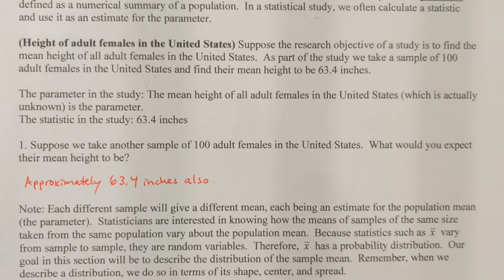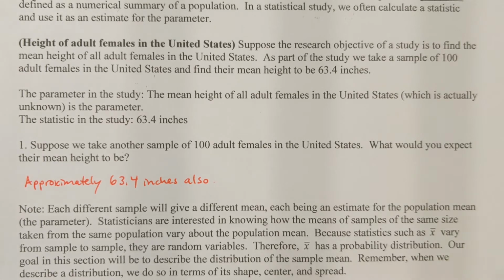Problem 1, suppose that we take another sample of 100 adult females in the United States. What would you expect their mean height to be? Well, I would guess that it would be around 63.4 inches also. It would be very unlikely for it to be exactly 63.4 inches again. It could be, but that's unlikely. But you would expect that it would be around that number, based on this one sample that was taken earlier.